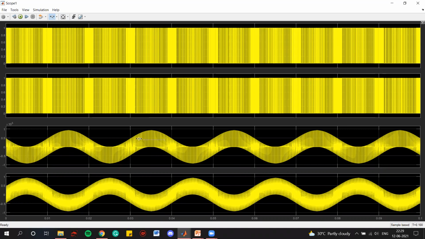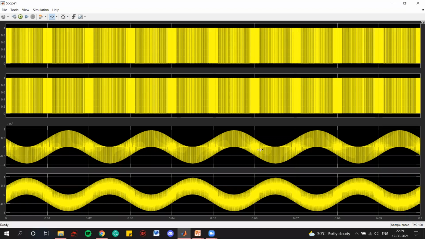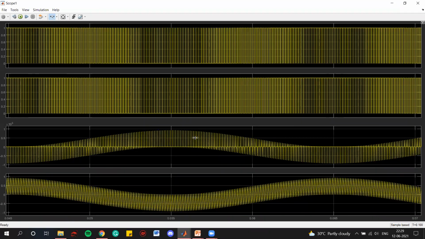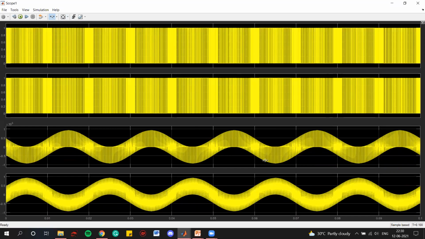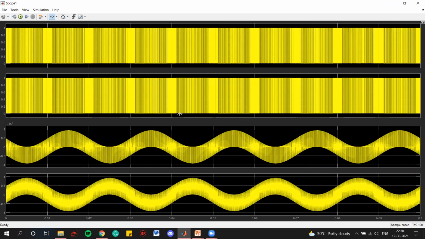If we zoom it somewhere here, we can see the output will depend on the gate pulses. If I zoom in one whole cycle, we can see that the output will depend on the gate pulses. And we know that the inductive load, RL load is there, so current and voltage will not be in the same phase. There will be some phase difference, right? So we can see here, whenever the voltage is increasing, the current is decreasing, so it is out of phase. So that is also correct.